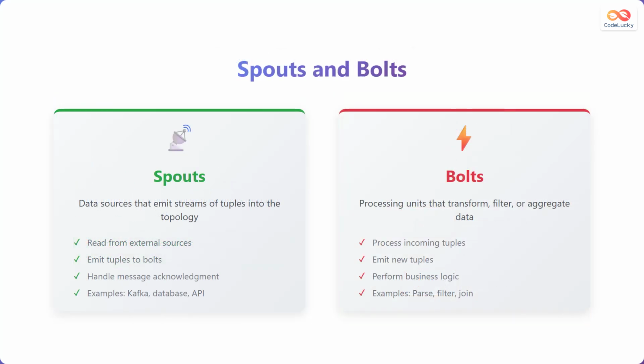Let's take a closer look at spouts and bolts. Spouts are the data sources that emit streams of tuples into the topology. They read from external sources such as Kafka, databases, or APIs, and emit tuples to bolts. They also handle message acknowledgement. Bolts are processing units that transform, filter, or aggregate data. Bolts process incoming tuples, perform business logic, emit new tuples, and send them to the next stage in the topology. Bolts can perform operations like parsing, filtering, or joining data streams.